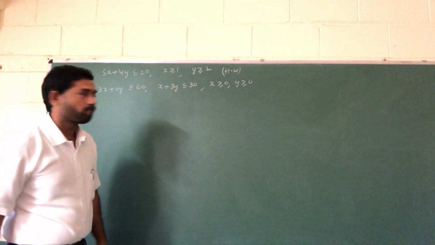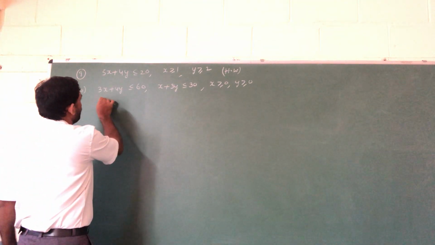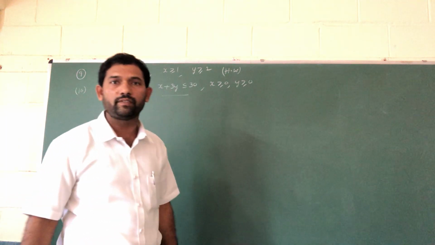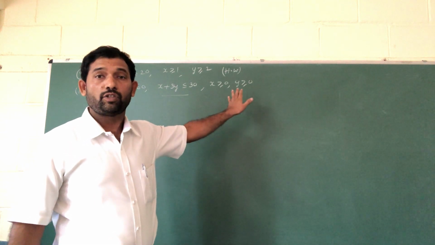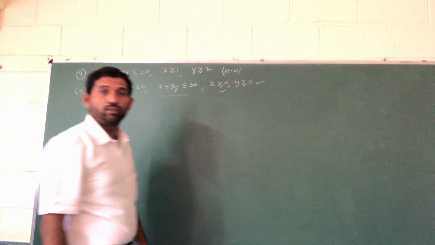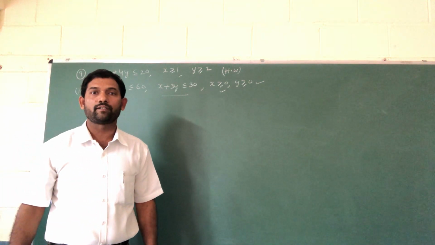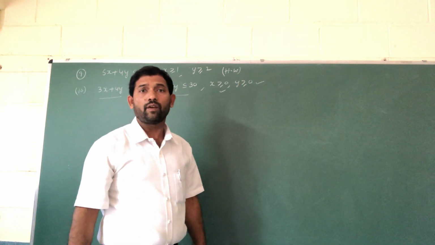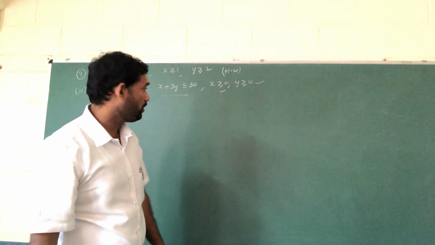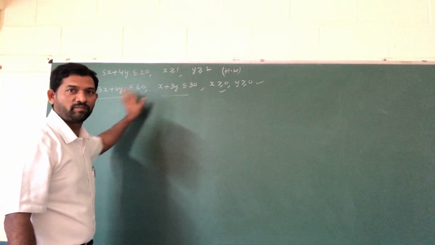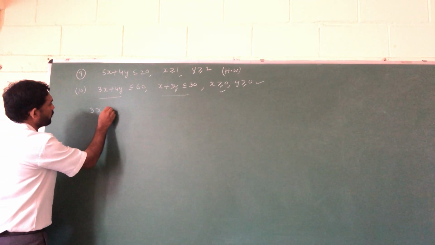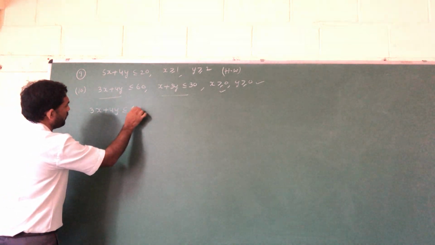See, for the 10th one, you take graphs for only these two. x greater than or equal to 0, y greater than or equal to 0 means the common solution should be present in the first quadrant. So no need to take a graph for these two. You should draw graphs for these two inequalities.